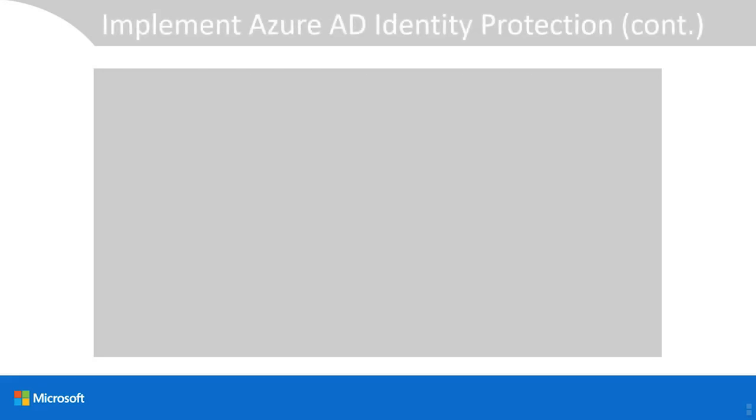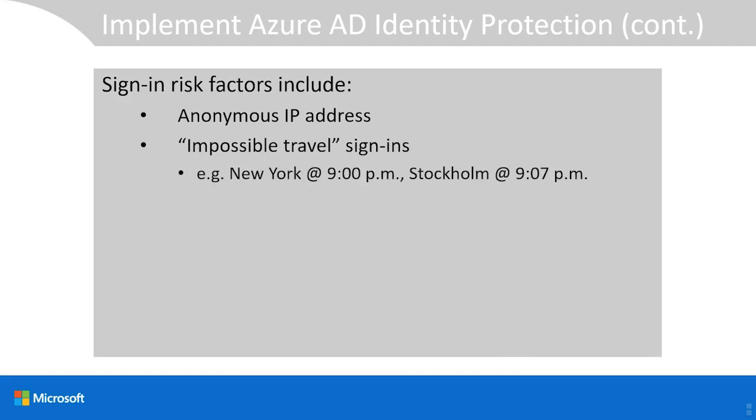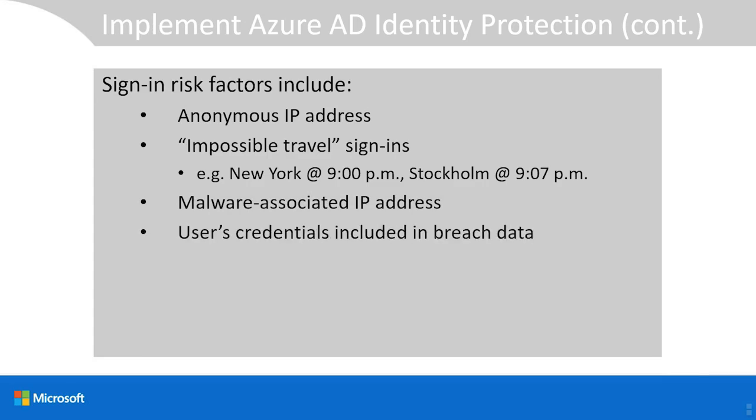New sign-in risk factors are identified all the time, but some common ones include sign-ins that originate from anonymous IP addresses, impossible travel sign-ins, like when a user signs in from New York at 9 p.m. and then the same user signs in from Stockholm at 9:07 p.m., indicating that the identity has probably been compromised, sign-in from malware-associated IP addresses, sign-ins using credentials that have been observed in data from known security breaches, and password spray attacks, which are a type of brute force attack where a compromised list of usernames is combined with common passwords in an effort to mitigate the type of lockouts that occur when an attempt is made at brute forcing the password for a single account.